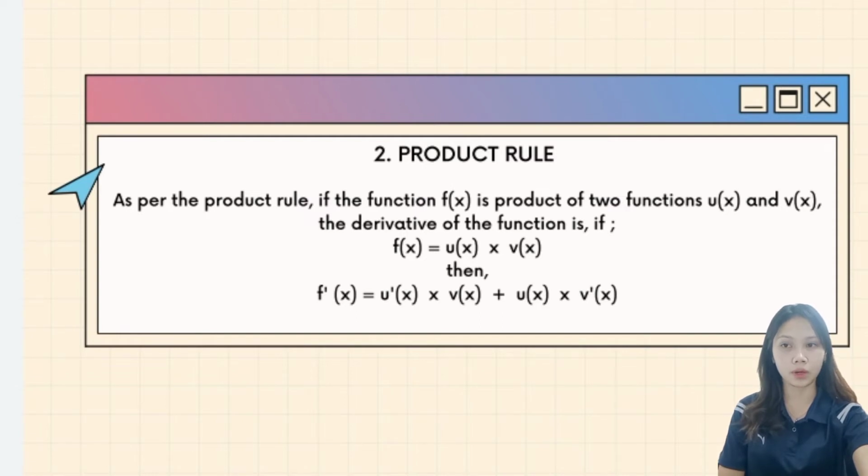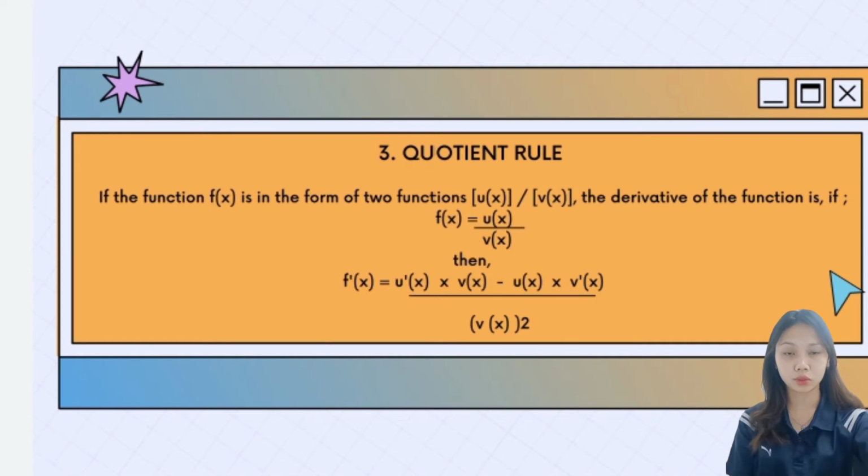As per the product rule, if the function f(x) is the product of two functions u(x) and v(x), the derivative of the function is: if f(x) = u(x) times v(x), then f'(x) = u'(x) times v(x) plus u(x) times v'(x). And the next is the quotient rule.